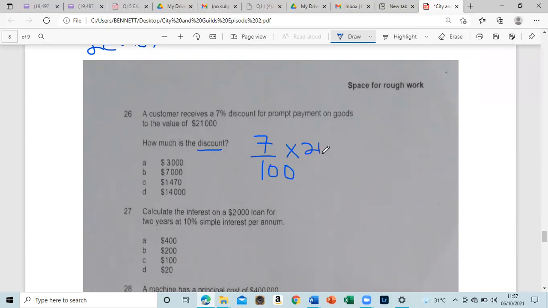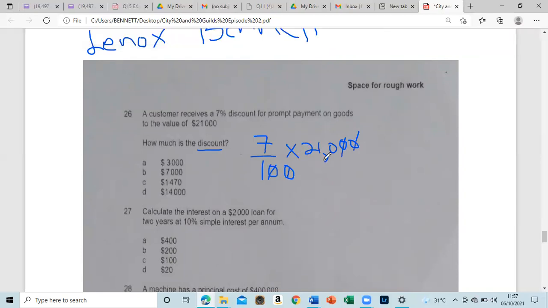It's not much of a discount, but it is better than what some companies are doing. So we cancel, divide by 100. Notice 2 zeros. So it's 7 times 10. 7 ones 7, and 7 twos 14. So 1470. So that would be C.